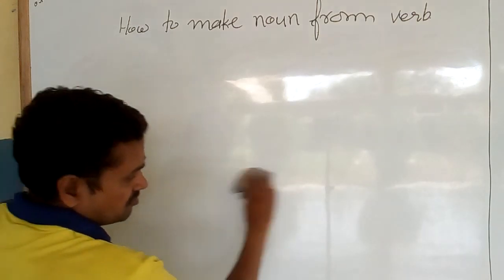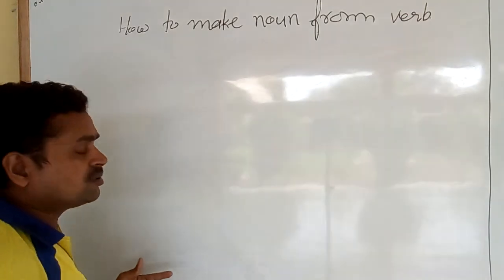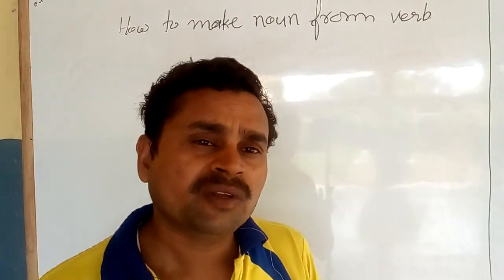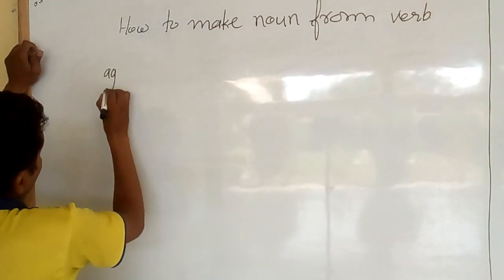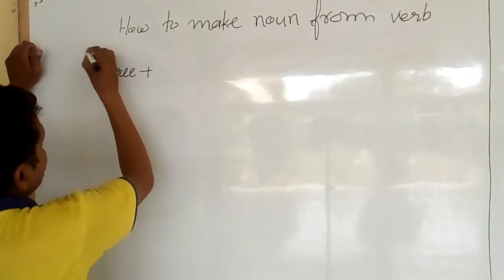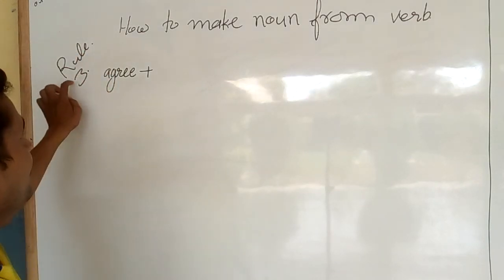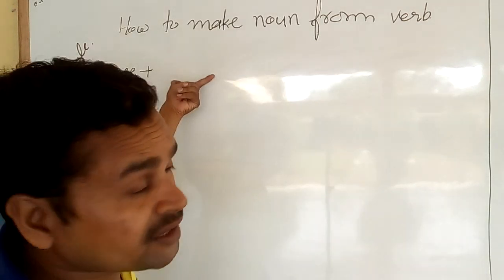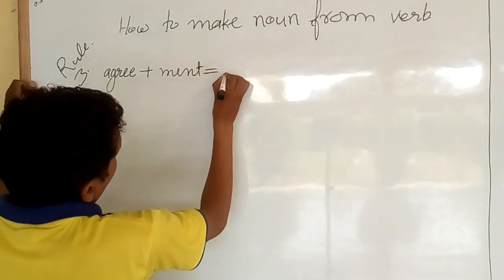In some verbs you can add -ment. With the help of adding -ment to a verb you can form a noun. For example, agree. This is rule number 3. Add -ment: agreement, you see. It will be agreement.